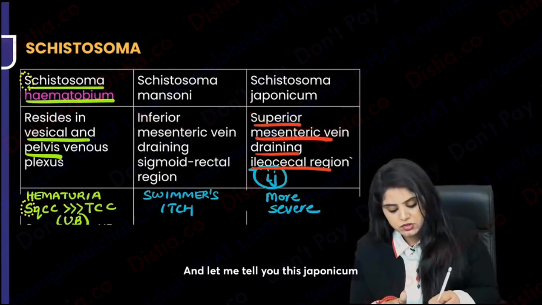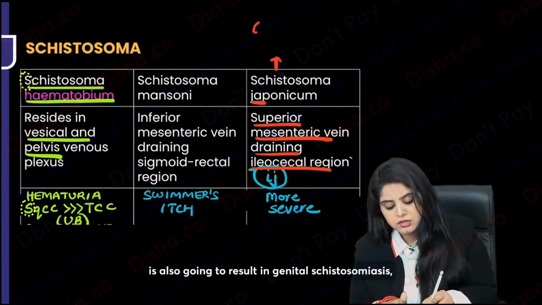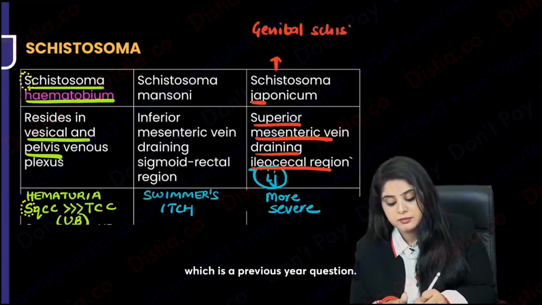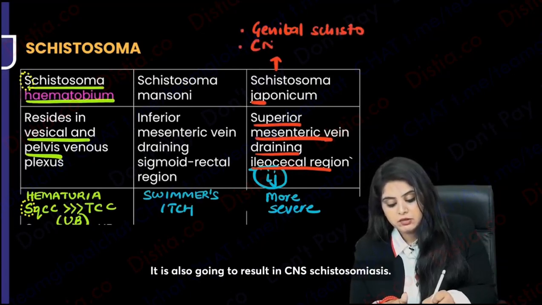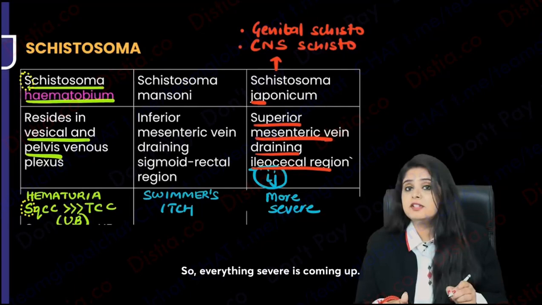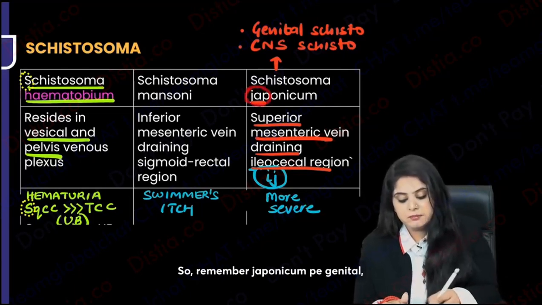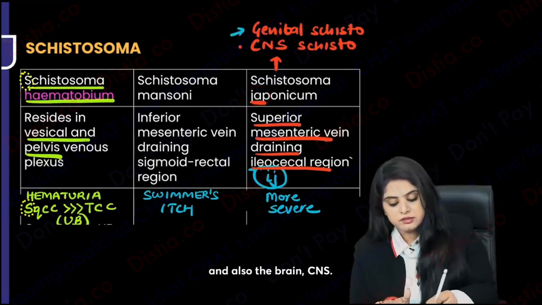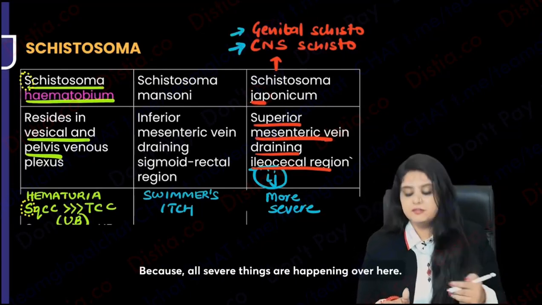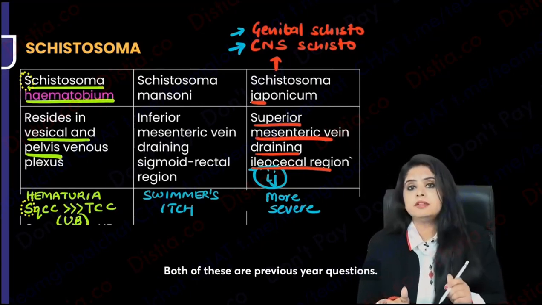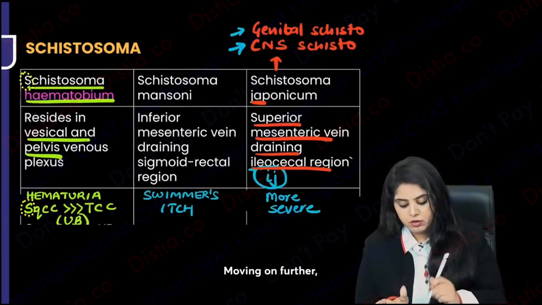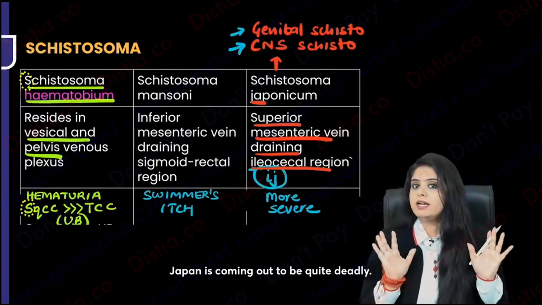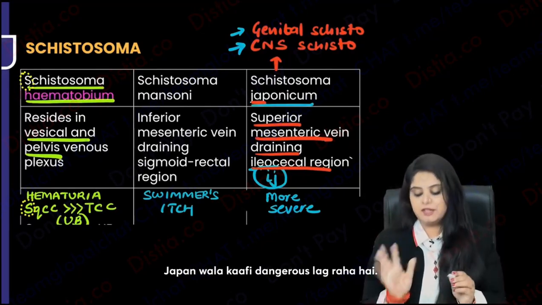And let me tell you, japonicum is also going to result in genital schistosomiasis, which is a previous year question. It is also going to result in CNS schistosomiasis. So everything severe is coming up. Remember, japonicum has genital involvement, and also the brain, CNS, because all severe things are happening over here. Both of these are previous year questions. Okay, moving on further. So Japan is coming out to be quite deadly, right?